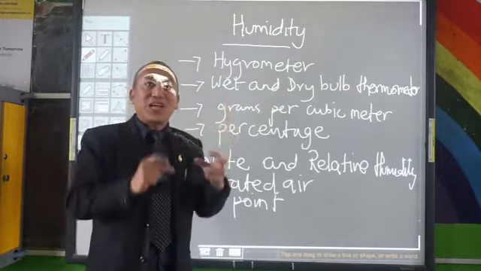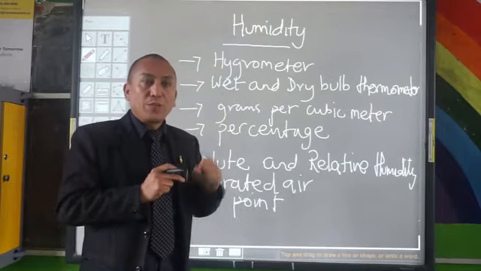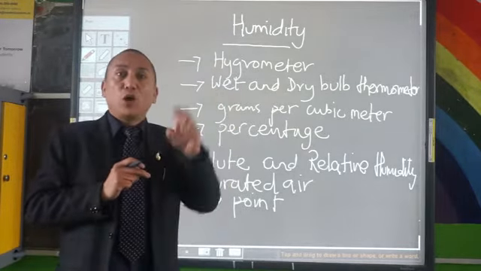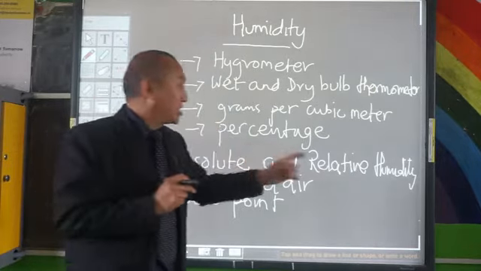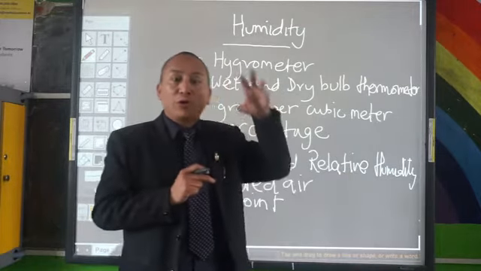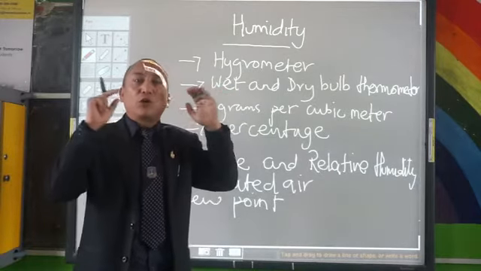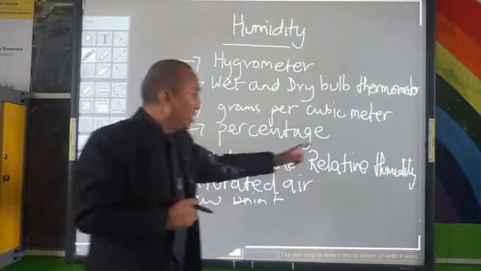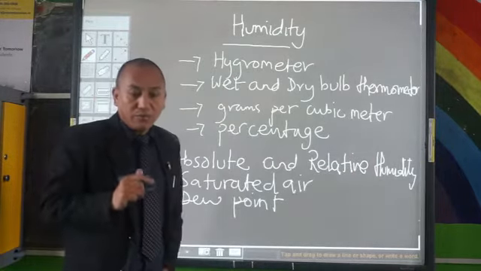Suppose at that temperature air can hold 100% water. But if only 50% of the water is there in the atmosphere, so this difference between 50 and 100 is called the relative humidity. The difference between the amount of water vapor present in the air and the actual amount of water vapor the air can hold at that temperature is called relative humidity. So please keep that in mind.